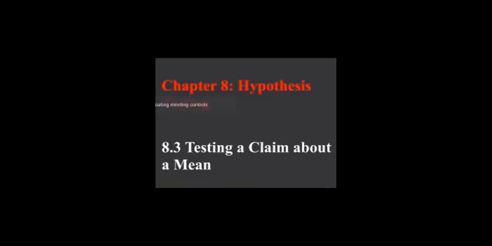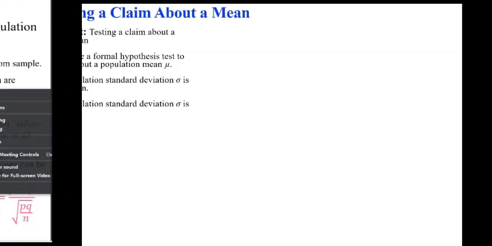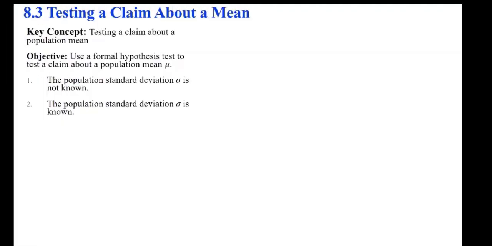The next topic we're going to cover is testing a claim about a mean. We've started dealing with hypothesis testing already. All right, we're going to start the new stuff. Testing a claim about a mean. So the key concept is that we are dealing with the population. The objective is to use a formal hypothesis test to test a claim about the population mean.